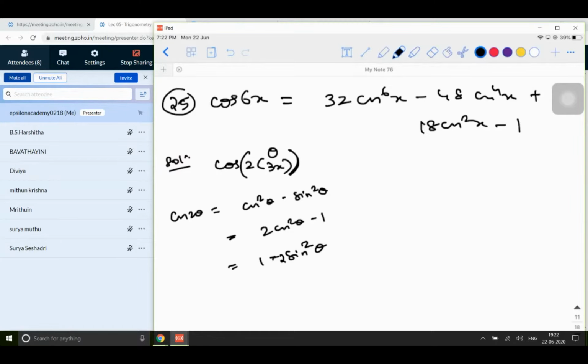It's simple. Look at the right hand side. What is the only trigonometric function that is present? 2 cos square theta minus 1. That is what you need to do. So this is the one you need to choose.